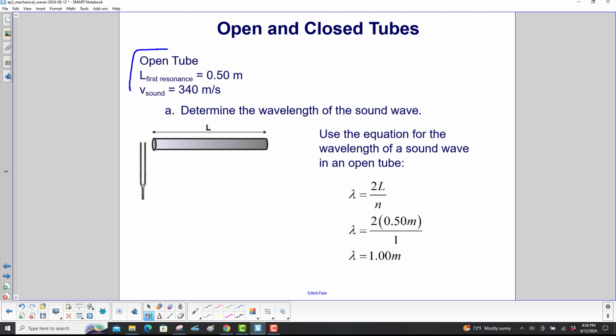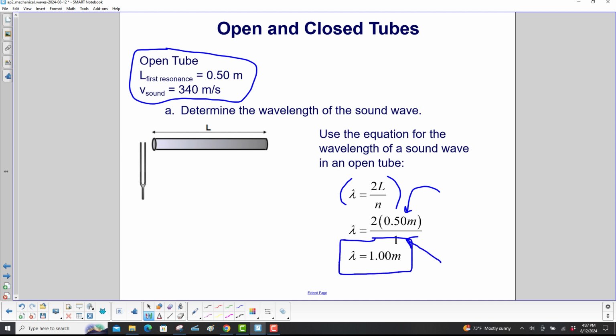A. Determine the wavelength of the sound wave. So here's our given. It's an open tube, and we have that information. Use the equation for the wavelength of a sound wave in an open tube. That's lambda is 2L over n. Here's L. Here's n. We're taking the first one. And our lambda is 1.00 meters.